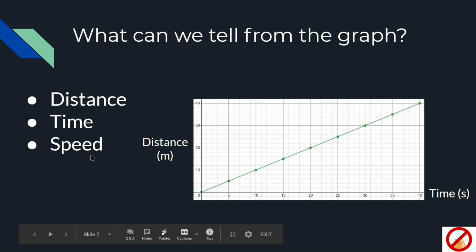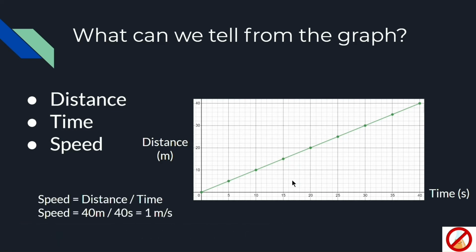In this case, we can use the formula to find the speed. Speed equals distance divided by time. We know the distance is 40 meters, and we know the time spent traveling is 40 seconds. So 40 meters divided by 40 seconds, we get exactly 1 meter per second. And that will be the speed of the object. We can simply tell that from looking at this distance time graph.